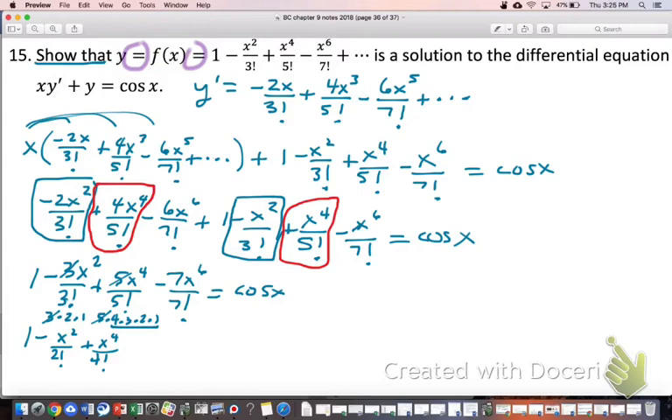And something very similar happens on the end here. The 7 cancels with the front 7, leaving me with minus x to the 6th over 6 factorial, plus, I guess I forgot my plus dot dot dot here. Put that in. So plus dot dot dot, cosine of x.